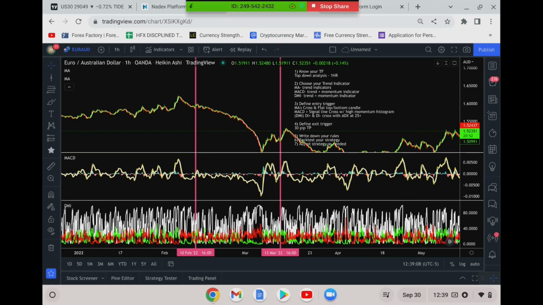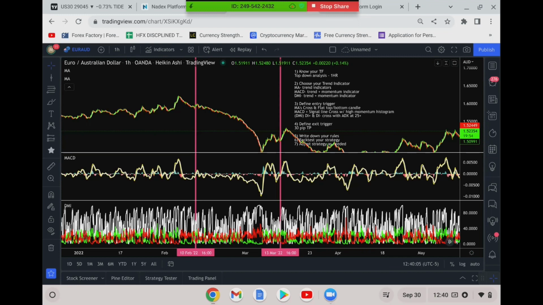So really quick, let's run through the steps to developing our own trading strategy again, and how we were able to apply that to the charts today. Number one, know your time frame. As you can see, we started on the daily time frame. We then scaled down to the 4-hour time frame because we were looking to determine the overall trend of the market. Once we determined that the overall trend was a sell, we then scaled down to our 1-hour time frame, and we then waited for our indicators to align for our entry signals.